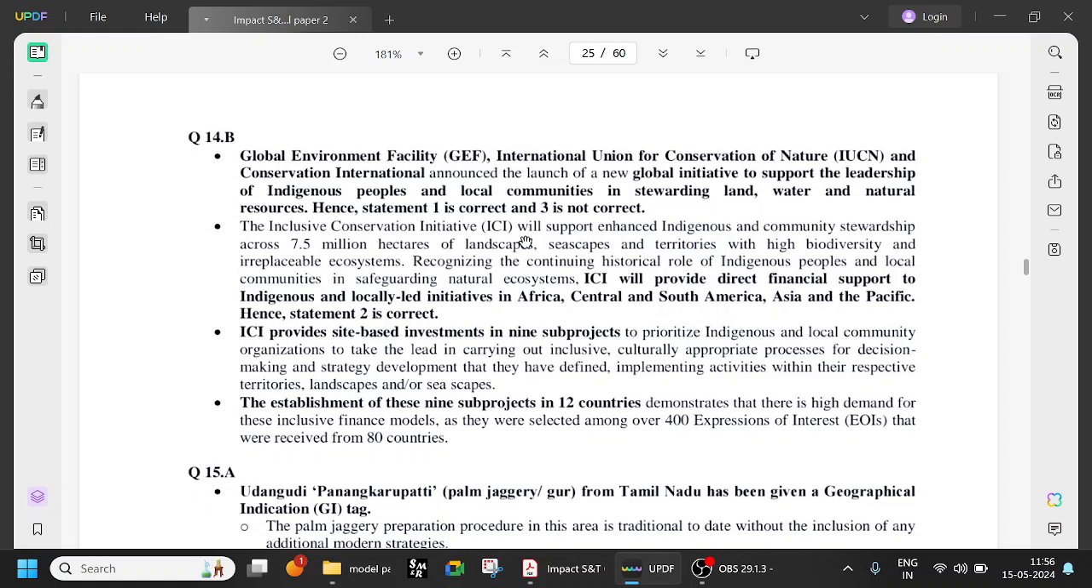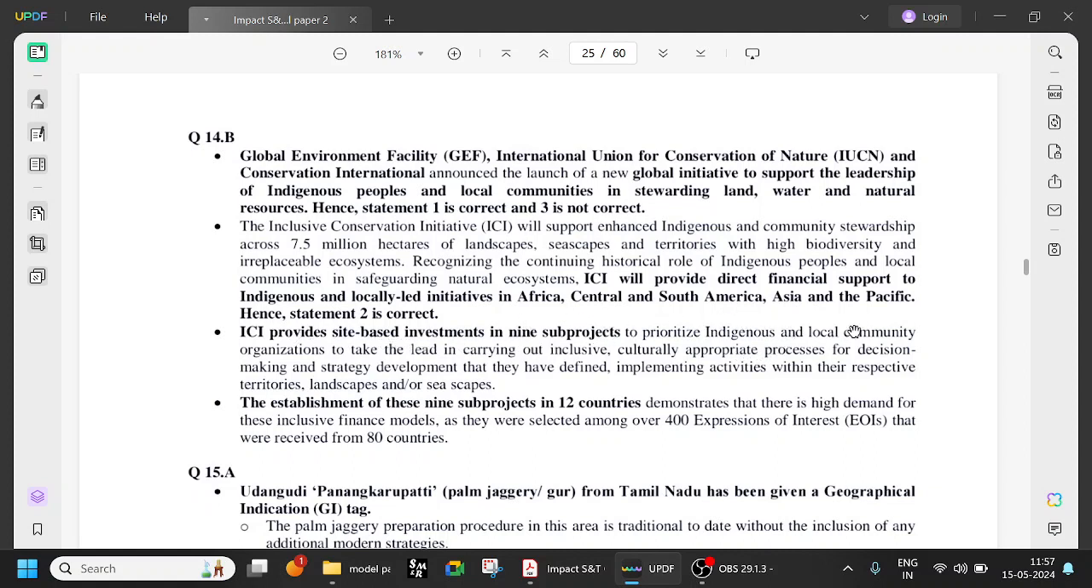Next, the Inclusive Conservation Initiative will support enhanced indigenous and community stewardship across 7.5 million hectares of landscapes, seascapes, and territories with high biodiversity and irreplaceable ecosystems. So that is where it will put more effort, recognizing the continuing historical role of indigenous people and local communities in safeguarding natural ecosystems. Next, this initiative will provide direct financial support to indigenous and locally led initiatives in Africa, Central and South America, Asia and the Pacific. So it will mostly focus on indigenous people, and mostly in these regions. It provides site-based investments in 9 sub-projects.